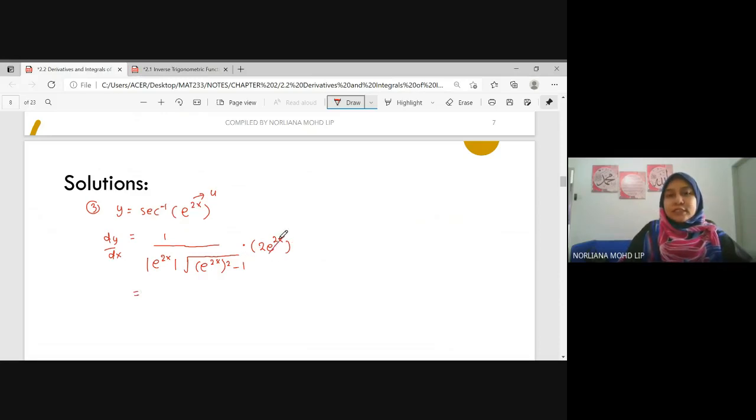Okay, ni awak boleh cancel. Cuba dapat ni. Exponent 4x. This one.